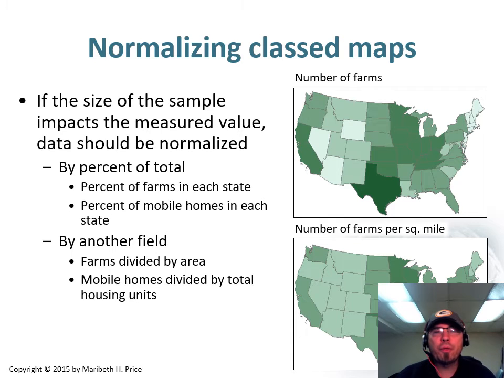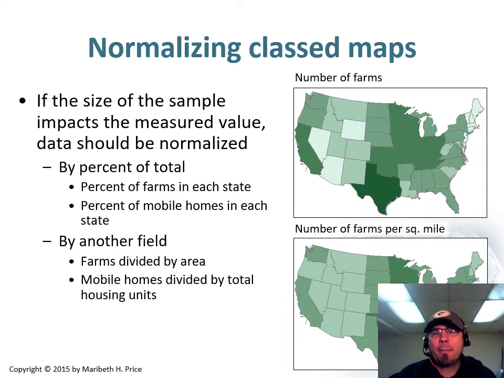Another thing you can do with class maps is what's called normalizing. So normalizing just means that you're dividing by a certain number to help reduce the overall impact a larger area will have. For example, if you look at the map on the top, you'll notice that Texas by far has the largest number of farms. Well, why would that be? It's because Texas is one of the largest states in the country and they have plenty of room for farms. So you would expect that.